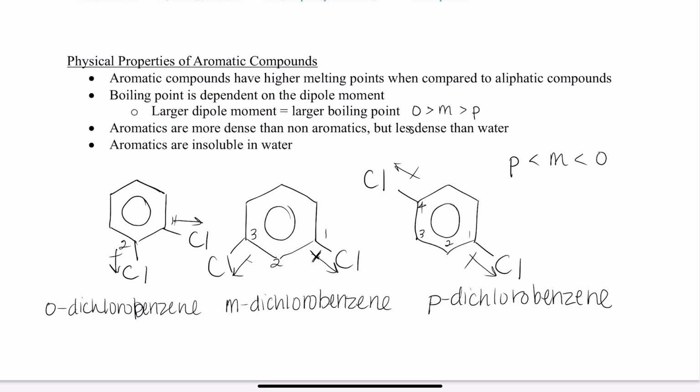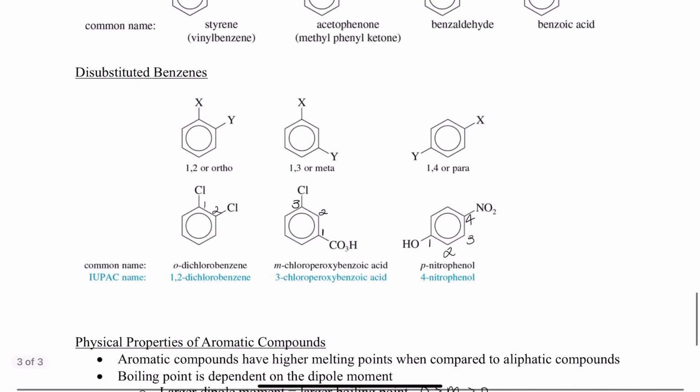Make sure you're familiar with the names for your heterocyclic compounds, knowing your purines, your pyrimidines, all of that stuff. And also knowing the common names of our benzene derivatives, our phenol, the benzaldehyde, the benzoic acid, all of that. And then going over our disubstituted benzenes, our ortho, our meta, our para positions.